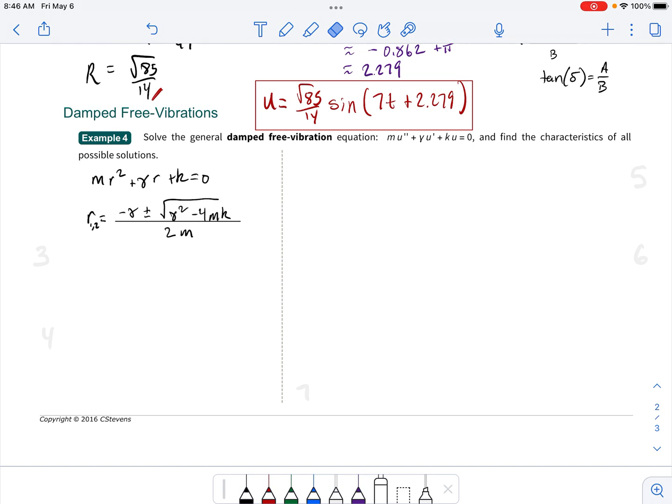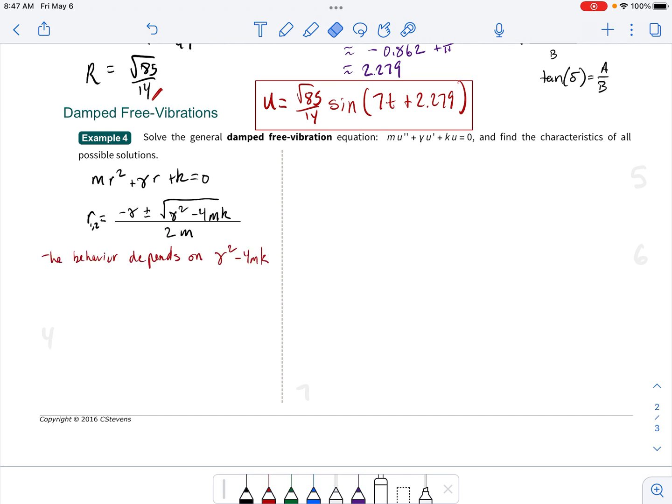And when we do that, we'll get negative gamma plus or minus the square root of gamma squared minus 4mk, all divided by 2m. Now, we know that from the quadratic formula, we can end up with 2 real roots that are distinct. We can end up with 1 repeated root if the discriminant here is 0. Or if that's negative, we know that we're going to end up with complex roots. Those 3 different situations will all have different characteristics for our system. So the characteristics just depend on that discriminant.